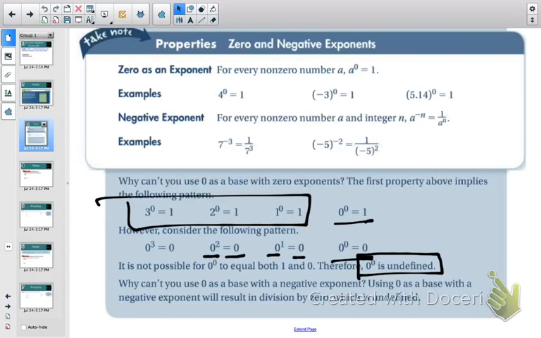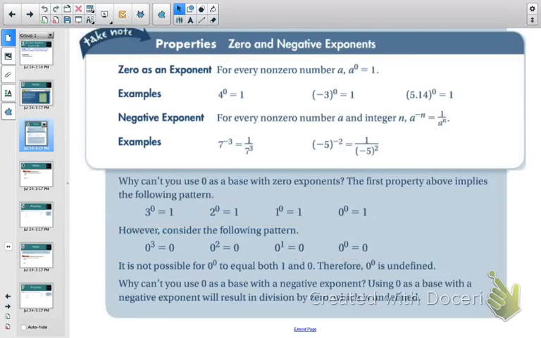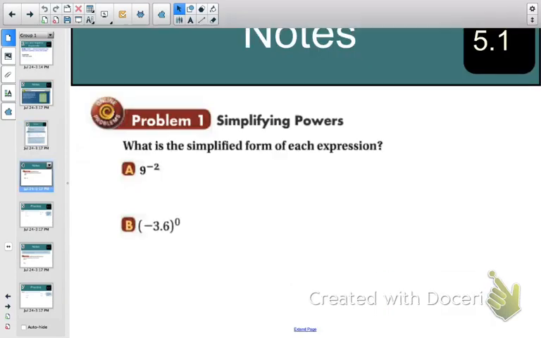Okay, next. Now we're just simplifying things. So 9 to the negative 2. When it says to simplify, remember that means to get rid of all your negative exponents. We're going to make it a fraction, so it's going to be 1 over 9 to the positive 2. And then if you want to keep going, that becomes 9 squared, which is 9 times 9. 9 times 9 is 81.